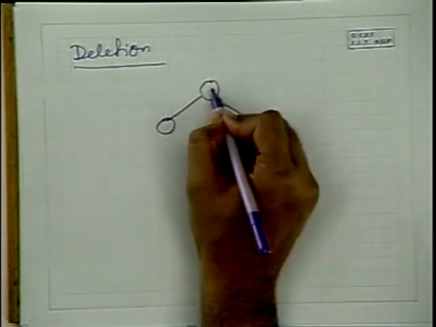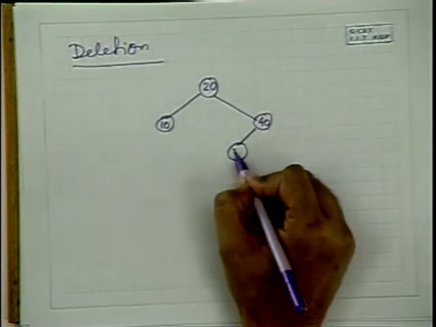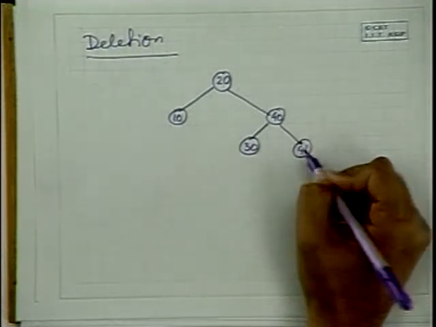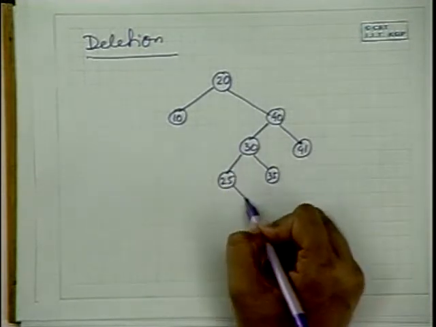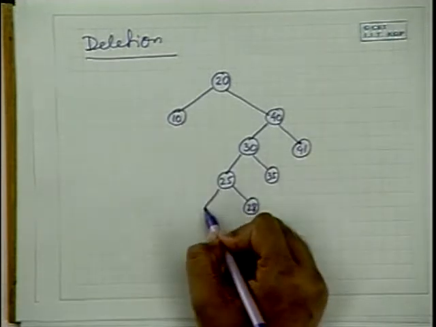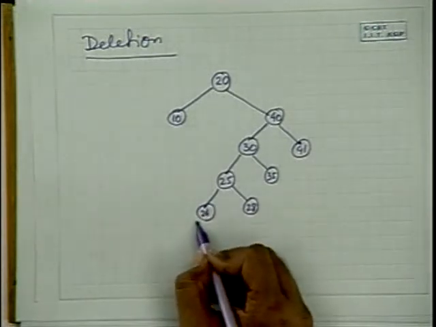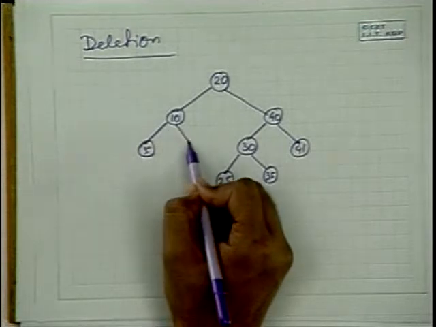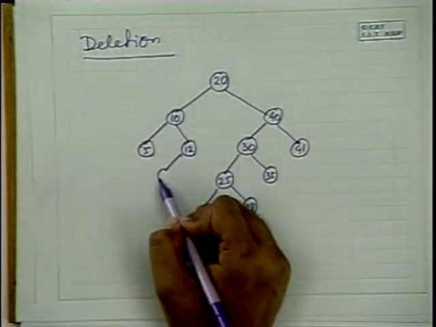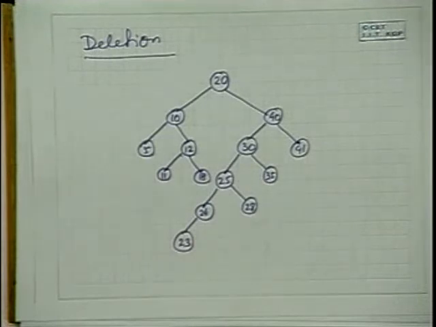So I am drawing one, say this is 20, 10, 40, 30, 41, 35, 25, 28, say this one is 24, say this one is 23, this one has 5, this one has 12, this one something, this one say 15, let us put 11. Suppose this is the binary search tree and we want to delete a node.